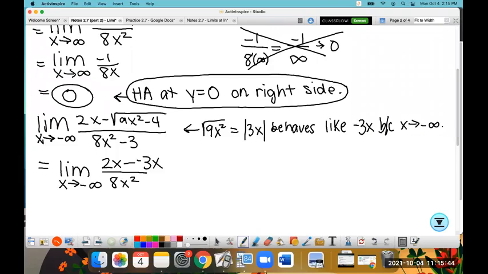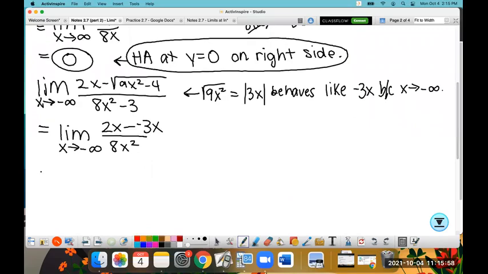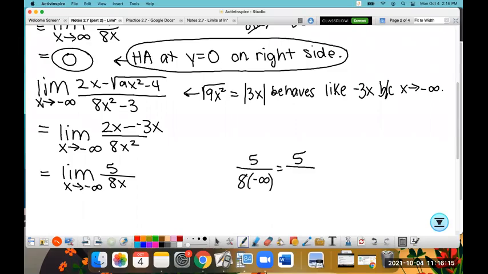My numerator would simplify into what? What would it simplify to? 5x. So we'd have 5x over 8x squared, or 5 over 8x. Plug our negative infinity in off to the side. 8 times negative infinity is, yep, and then 5 over a really, really big negative number.